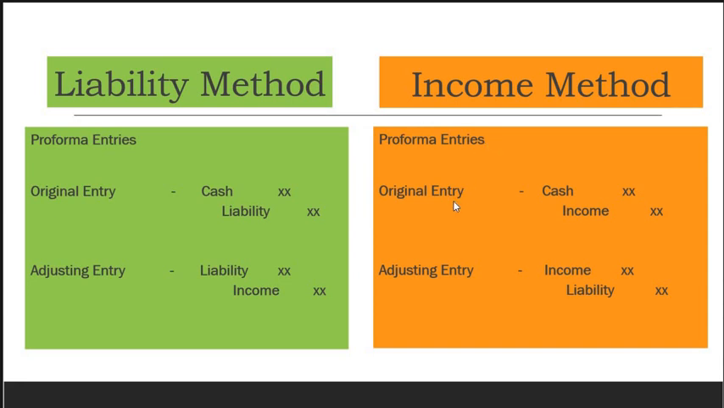Now, for the income method, your original entry is a debit to cash and a credit to income. So, we are crediting an income account here. So, when it comes to the adjusting entry, since you recognized income initially, what you will look for is the liability. So, you'll be looking for the unearned portion of the income, because we recognized income initially. So, when we adjust, we look for the liability, or the still unearned portion of your income.